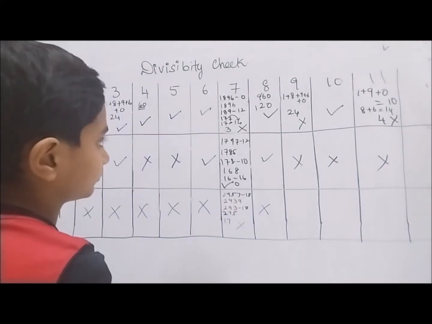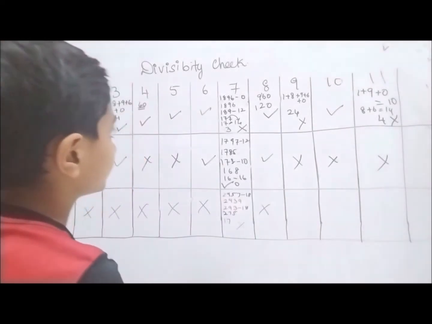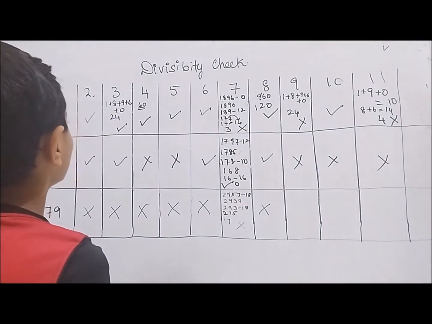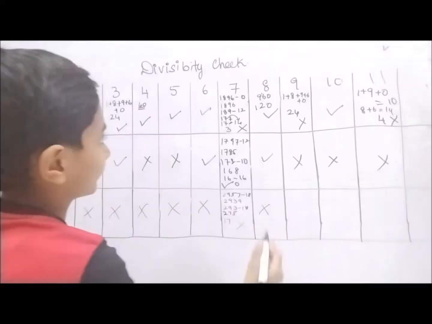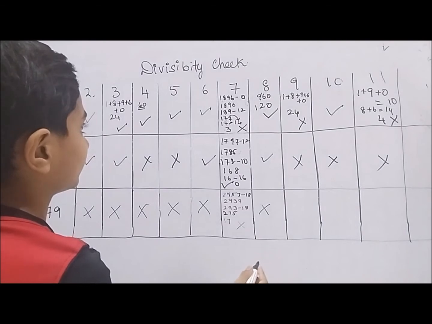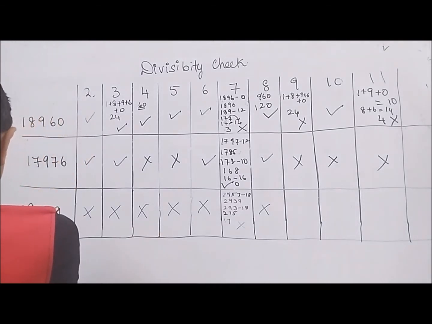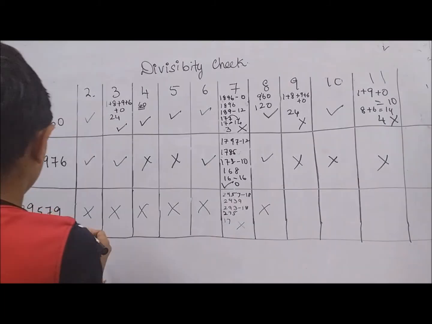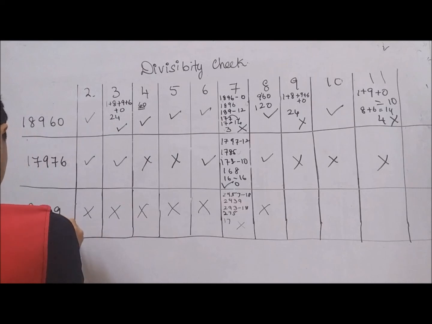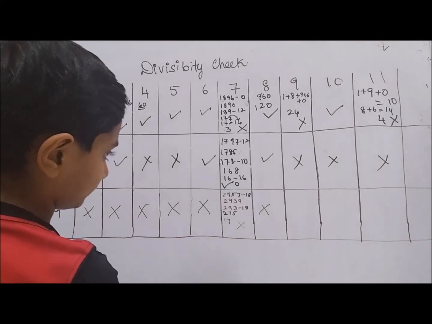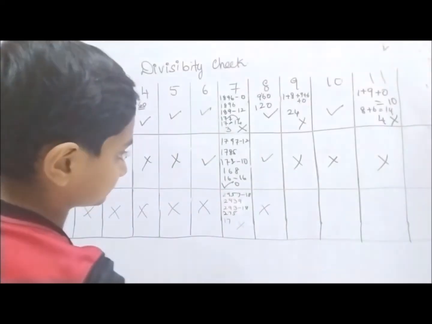Then for rule number 9, what is the rule? It's the same rule as 3. Sum of digits should be divisible by 9. So what is the sum? 11, 16, 16 plus 7 is 23, plus 9 is 32. Is 32 divisible by 9? No. So cross.